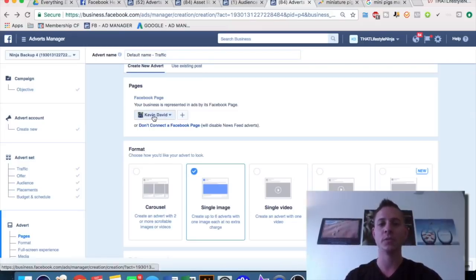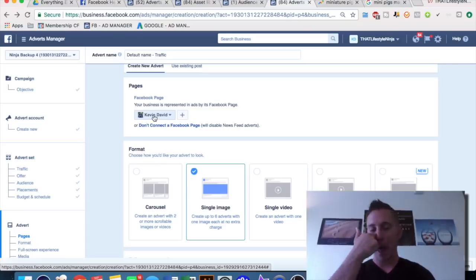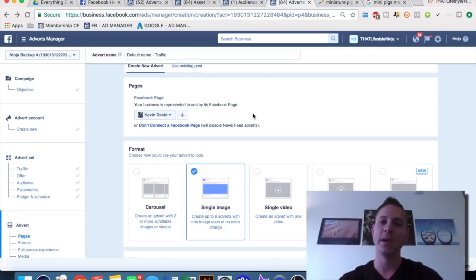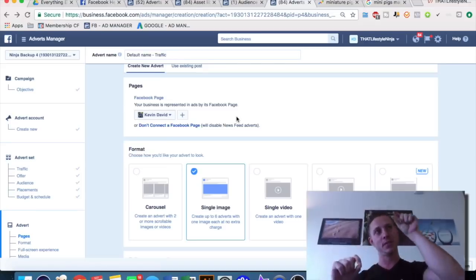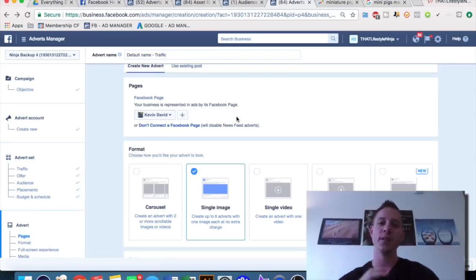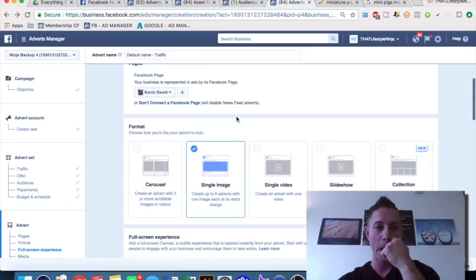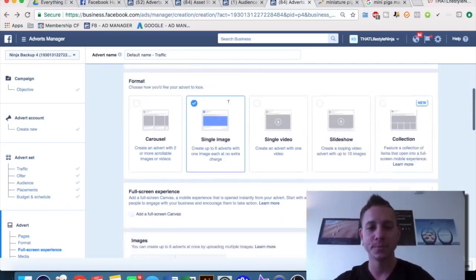You don't want to run your Facebook page from the Kevin David, entrepreneurial page. You want to make MicroPigs R Us or whatever you want to call yourself, and then make that Facebook page and then run your campaigns from MicroPigs R Us, just so it makes sense. Because when people see the ad, they'll see the Facebook page associated with it, and they want to see something that's similar, right? So create a quick Facebook page.